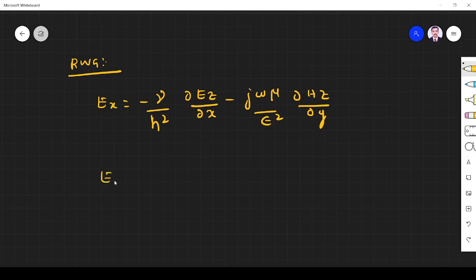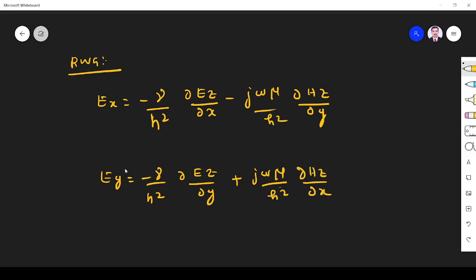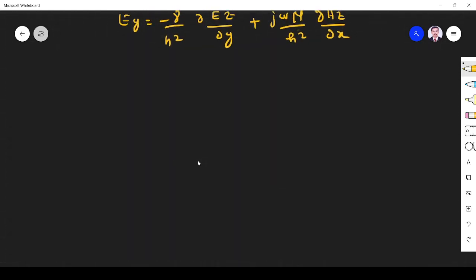Similarly, the electric field along y direction is gamma by h square, dou Ez by dou y, plus j omega mu by h square, dou Hz by dou x. So this was the electric field.